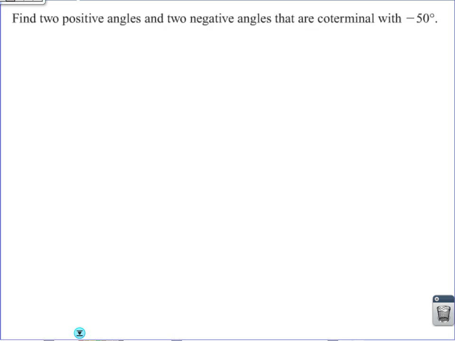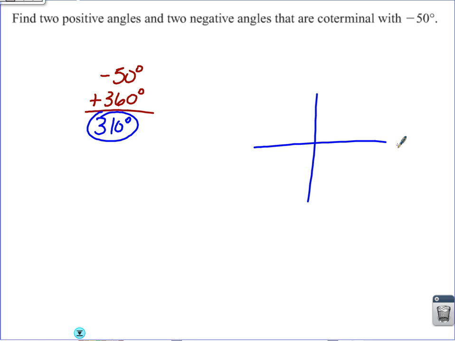So, find two positive and two negative coterminal angles with negative 50 degrees. So somebody take your calculator out or do it in your head. Let's tack on a rotation. What do you get? 310 degrees is your first coterminal angle. And you can check that. Negative 50, what quadrant does negative 50 end up stopping in? Fourth. It's about right there, right? There's negative 50 degrees. Now, 310, what you actually did there was go 90, 180, 270, plus another 40 degrees. You ended up in the same place.